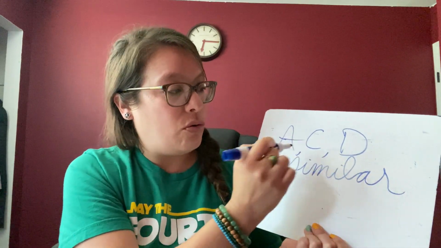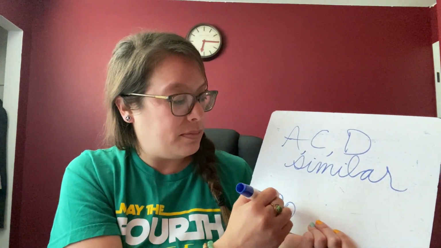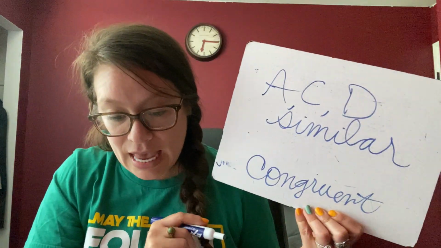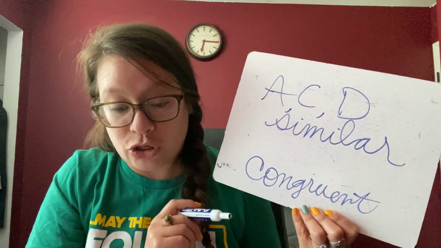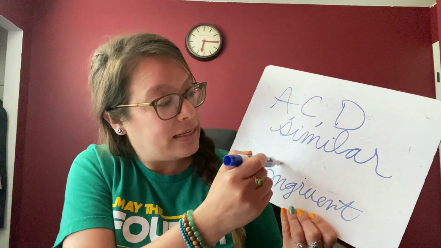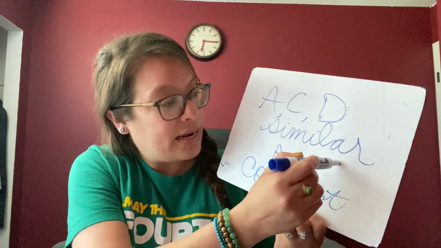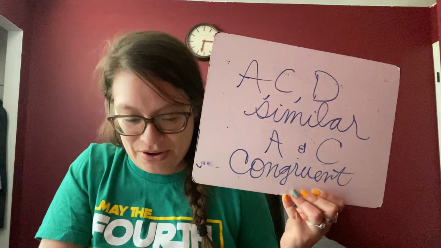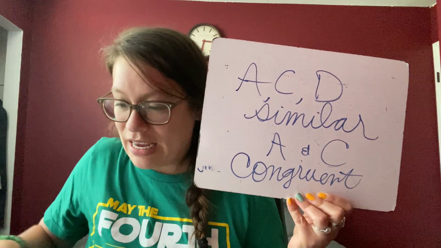Now, which of those are congruent, meaning having the same shape and the same size? That would be triangles A and C. A and C. Okay, all right.